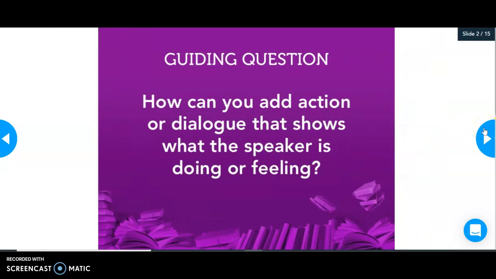Remember that we are supposed to be adding action or dialogue that shows what a speaker is doing or feeling. So dialogue are those conversations between characters, and action is things that are happening. In the action, we should be sure to add sensory details that support the senses.